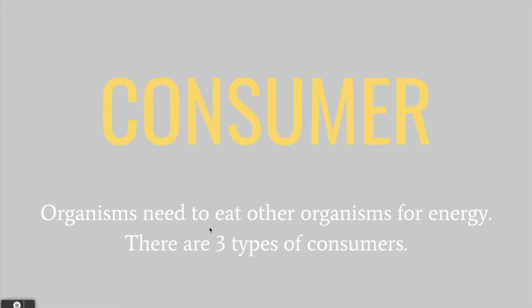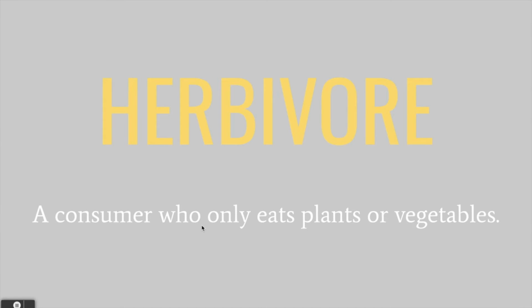Some consumers like to eat plants, some consumers like to eat meat or other animals, and some consumers like to eat both meat and plants. That's why we have three types of consumers. Can you name the three types of consumers? Our first consumer is an herbivore. Herbivores are those consumers who only eat plants and vegetables.